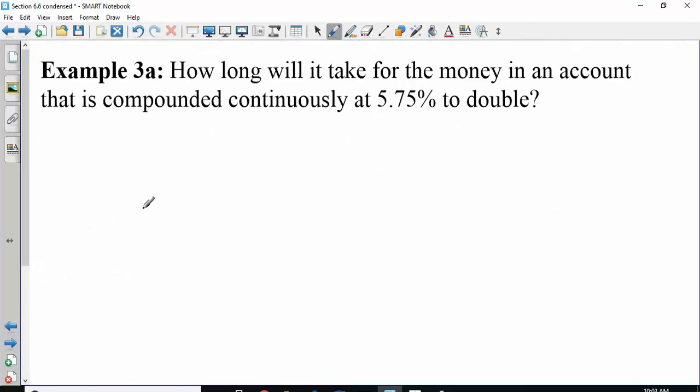We have really two last types. We've done interest before, so this part isn't new. We know the interest formulas. I give you both options. If I'm asking about continuous compounding, that was the A equals Pe to the rt formula. So if I said, how long will it take for the money in an account that is compounded continuously at 5.75%? What is that?